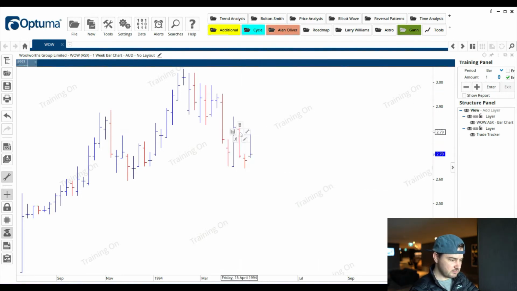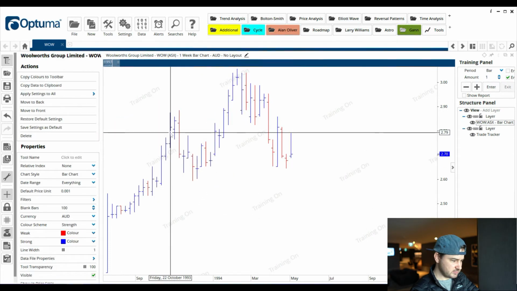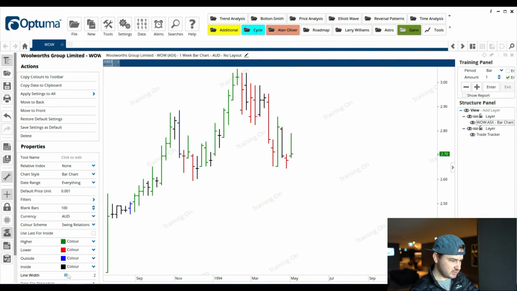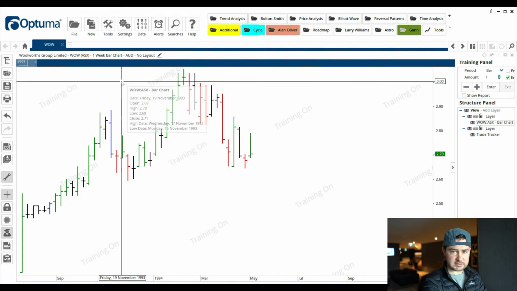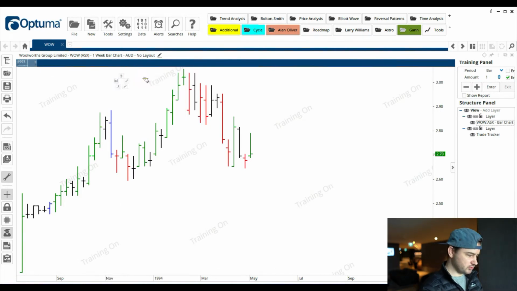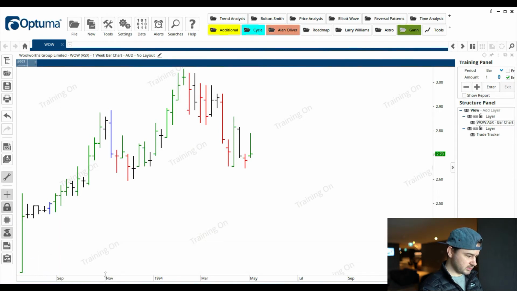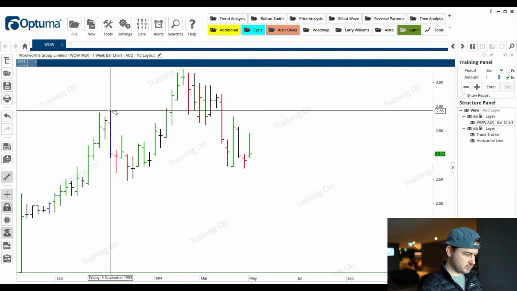I'm going to make my chart just a little easier for me to analyze by changing the color sequence to swing relations. I'm going to make it just a little bit thicker, and then from here I'm able to start analyzing the stock. So the first thing I want to do is mark current highs and lows, okay? So if we're going back to the start, we want to mark current highs and lows, and that's the first step.